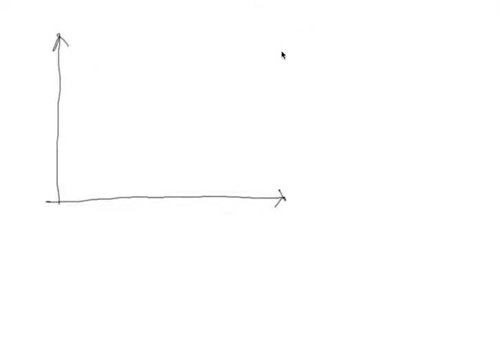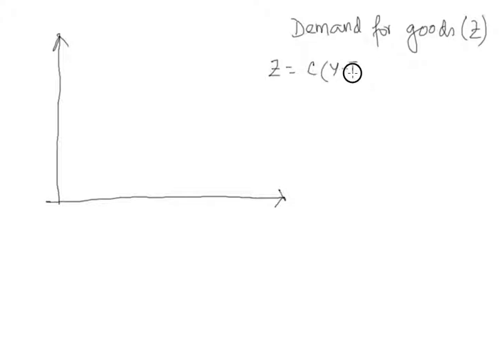This video will guide you through the graphical representation of equilibrium in the goods market. We will begin with demand for goods, represented by Z. Z is equal to household consumption, which we know is a function of disposable income, where Y is income and T is taxes, plus investment plus government spending.